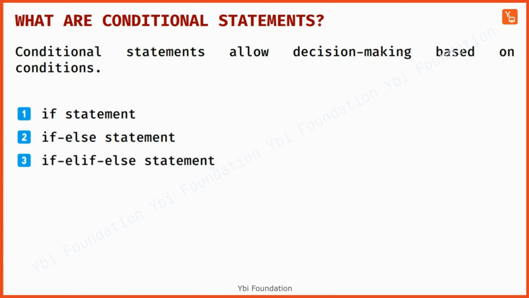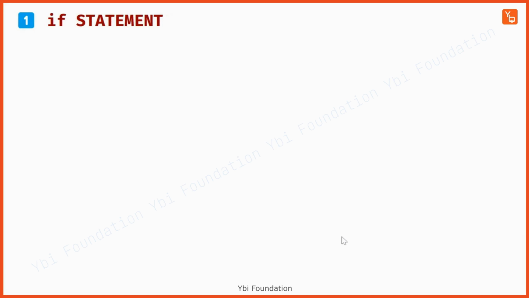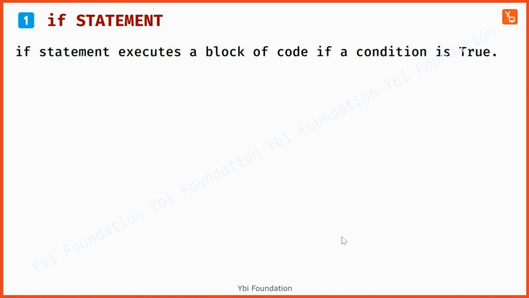Now let's understand each one of them in some detail. The first is the if statement. The if statement executes a block of code if a condition is true. Now let's understand with an example. The age of a person is 18. Based upon the condition, whether the age is 18 or more, we want to execute some code. So we use the if statement.